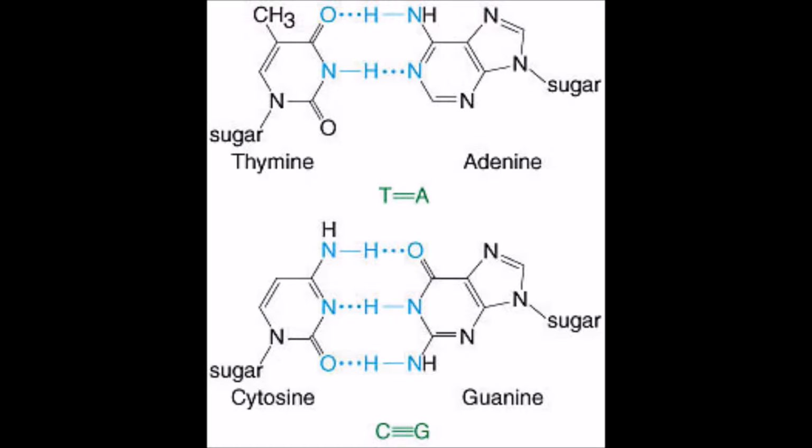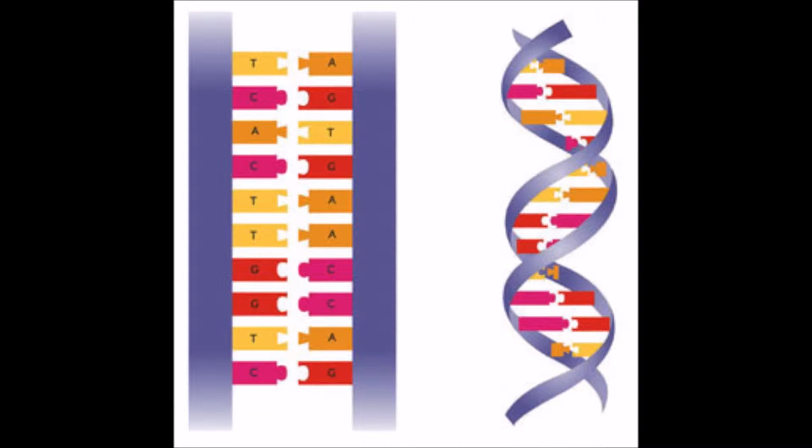Hydrogen bonding exists between these nitrogenous bases. Hydrogen bonds are weak chemical bonds that occur between hydrogen atoms and more electronegative atoms like oxygen, nitrogen, and fluorine. The nitrogenous bases of nucleotides form specific complementary base pairs. The purine adenine pairs with the pyrimidine thymine, and the purine guanine pairs with the pyrimidine cytosine. A pairs with T, G pairs with C.